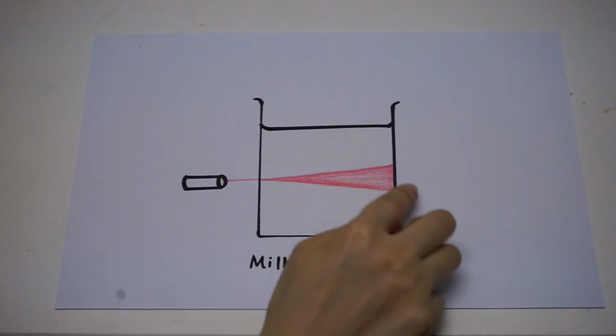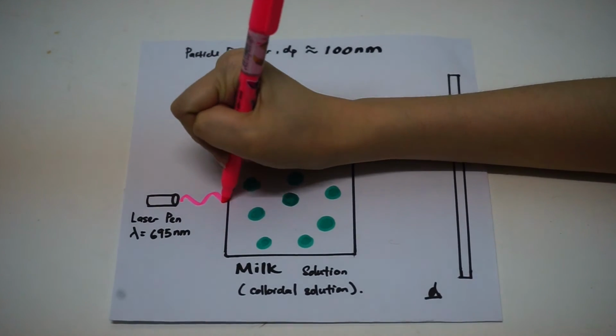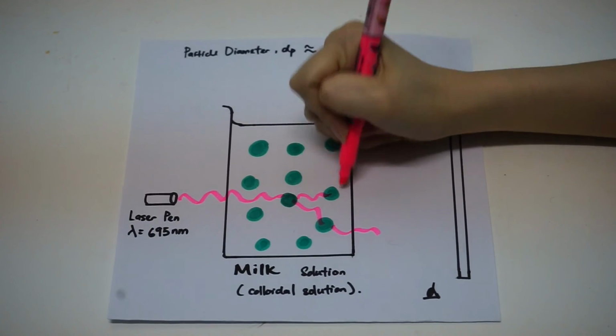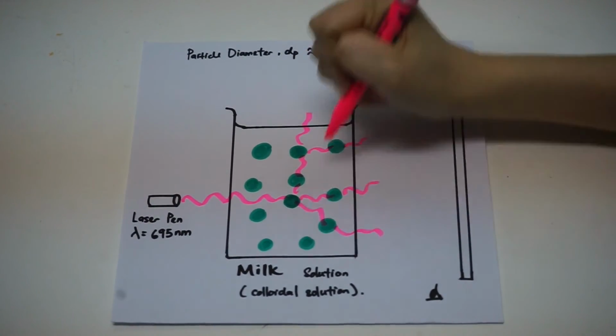The light disperses into a conical structure because the diameter of the milk particles is larger than the wavelength of the laser beam. The milk particles will scatter the light and the path of the light can be seen clearly.